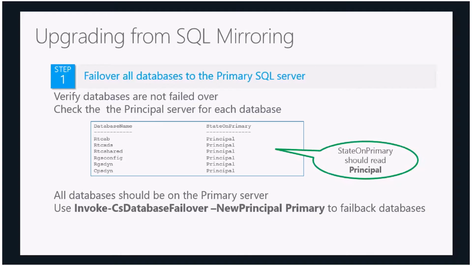If it reads secondary, or rather mirror instance, you need to change that status and make sure that all the databases are running on the principal primary server. So the way that we would do that is use Invoke-CsDatabaseFailover with -NewPrincipal primary, to fail back those databases.